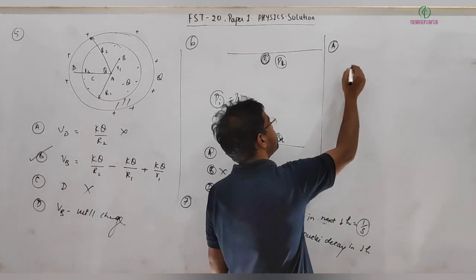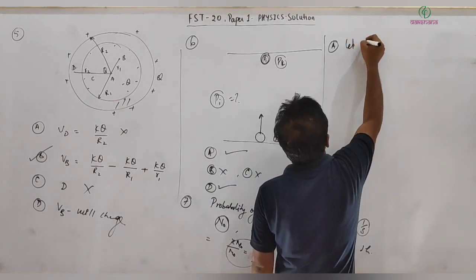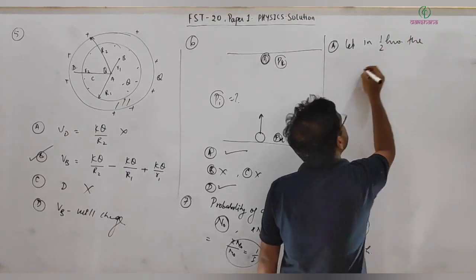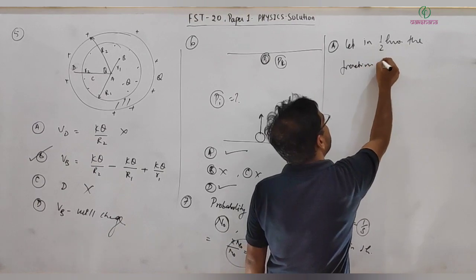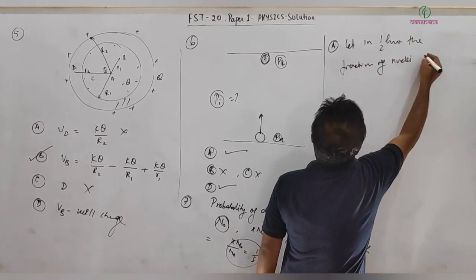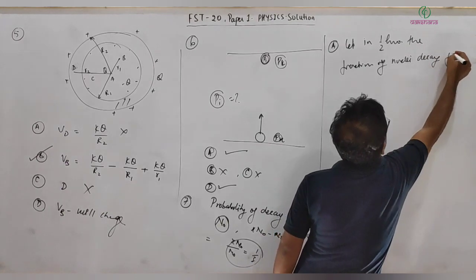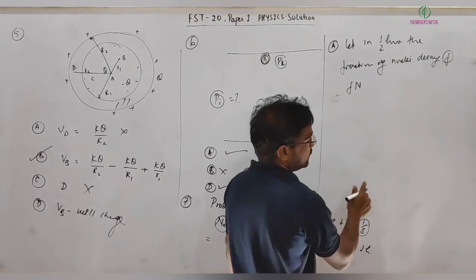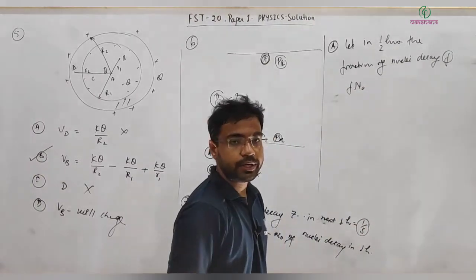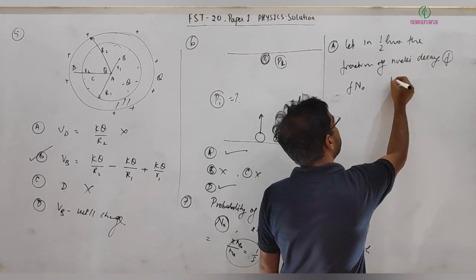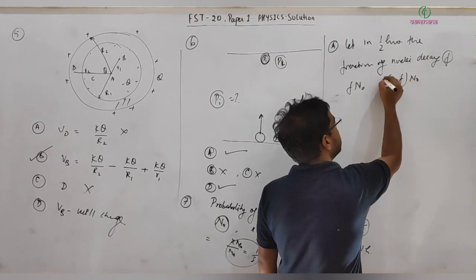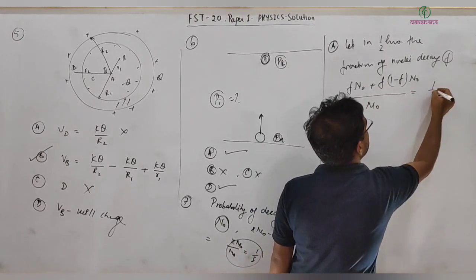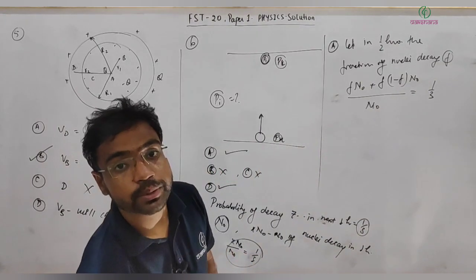All right, so let me write, let in 1 by 2 hour the fraction of nuclei decayed be f. Then the number decayed in half hour is f N0, and the number left is (1 minus f) multiplied by N0. The number decayed in the next half hour divided by total N0 should be equal to 1 by 3. I hope you understood this.